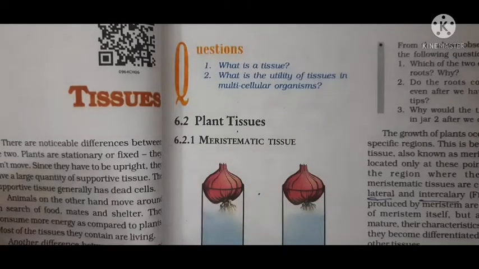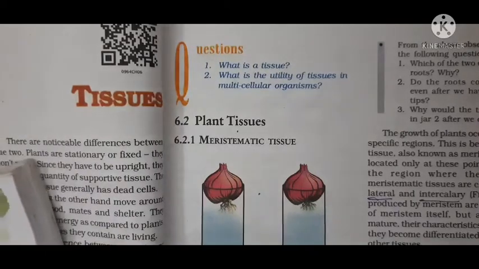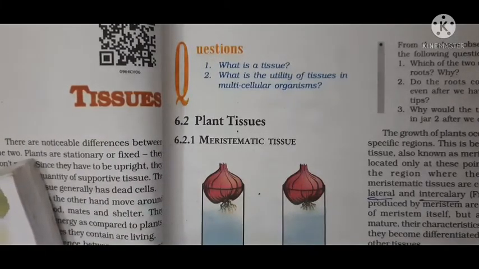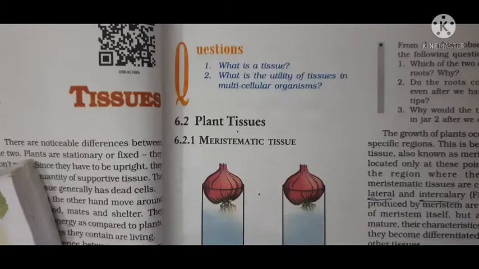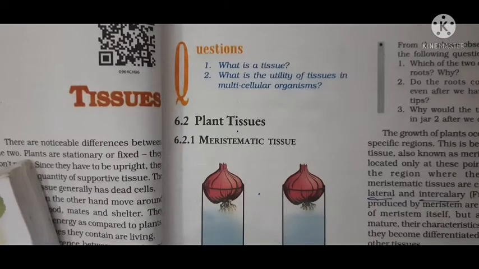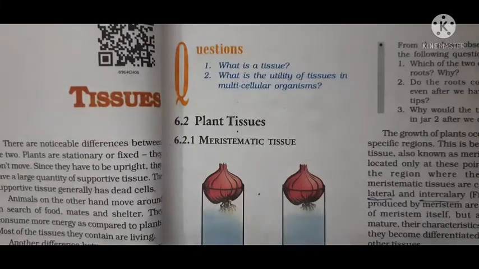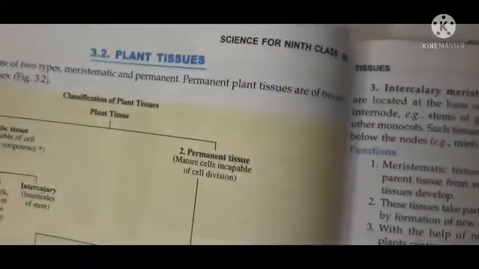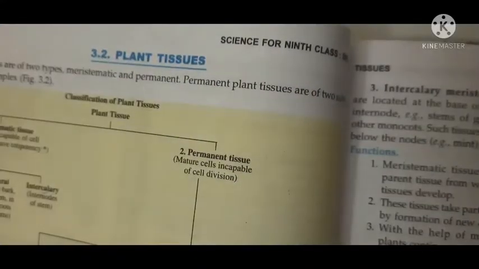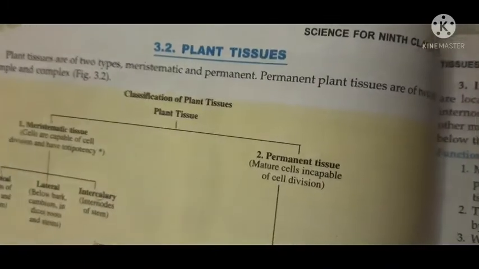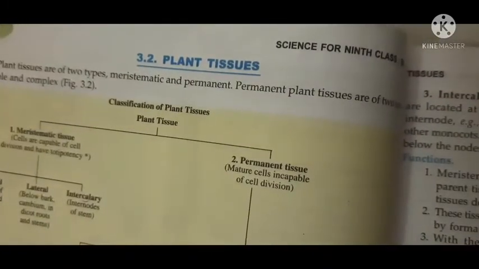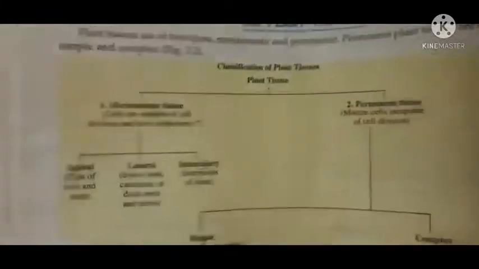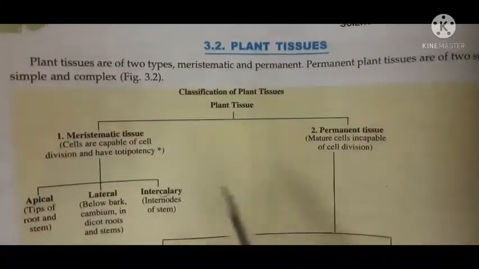Okay, so there are different types of tissues in plants and animals body. And the tissues of plants and animals differ from each other as they have different functions. So here these are the plant tissues. So just refer to this flow chart. If you want, you can draw also. So this is the classification of plant tissues.